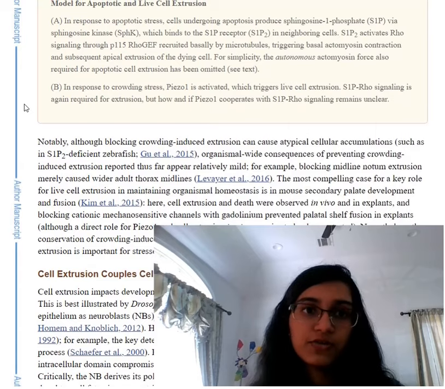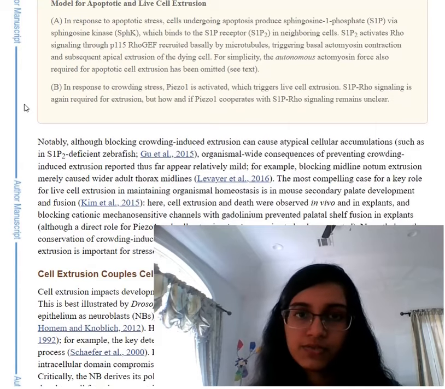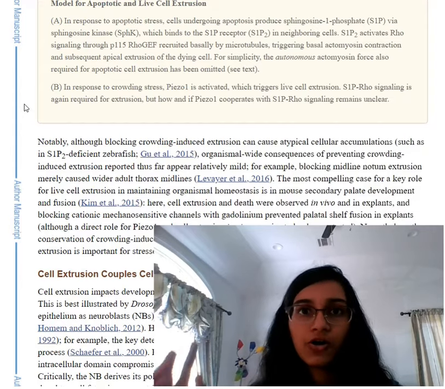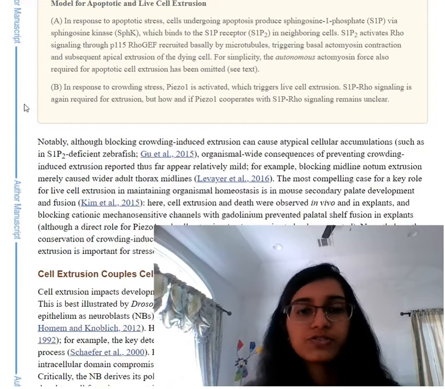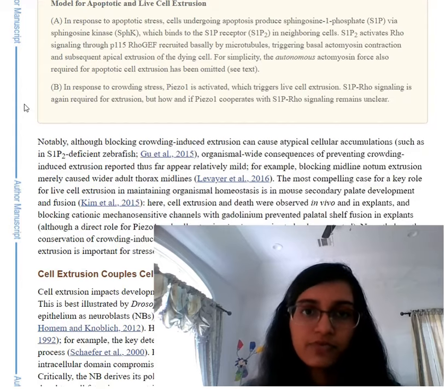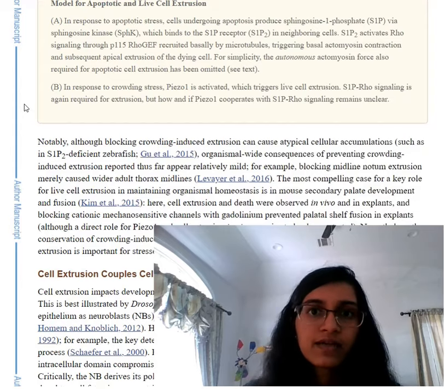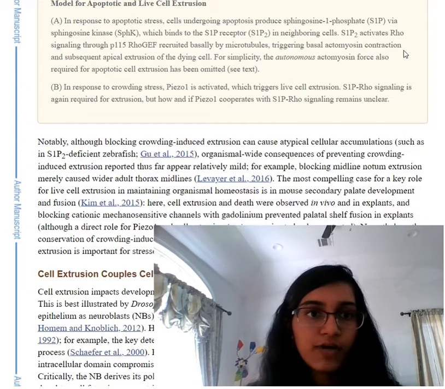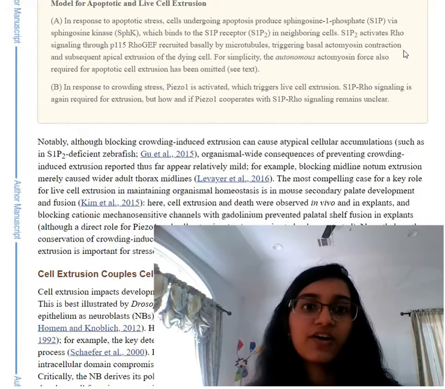In response to apoptotic stress, cells undergoing apoptosis produce S1P via SPHK. Both of these are basically proteins, which bind to S1P receptor, S1P2, in neighboring cells. S1P2 activates Rho signaling through this specific protein, essentially activating the Rho pathway, recruited basally by microtubules, triggering basal actomyosin contraction and subsequent apical extrusion of the dying cell.